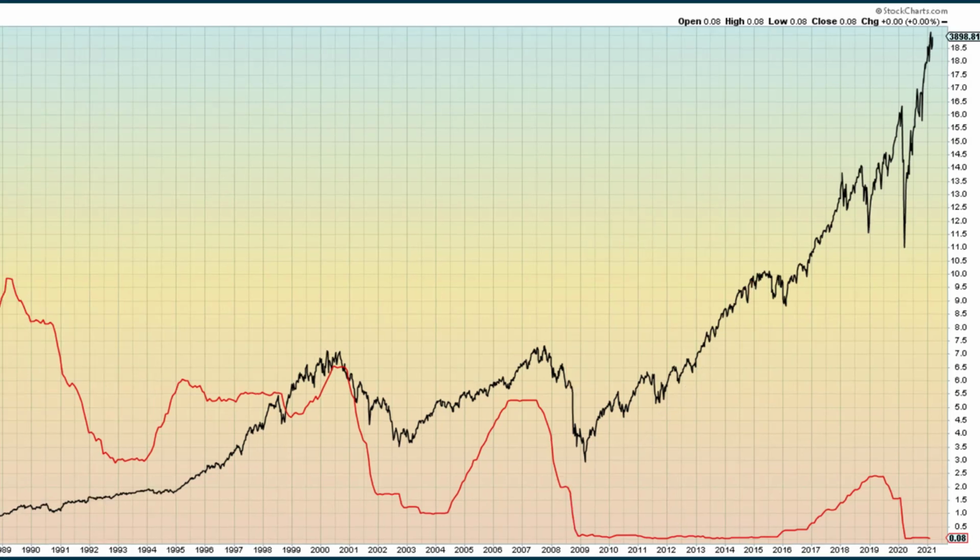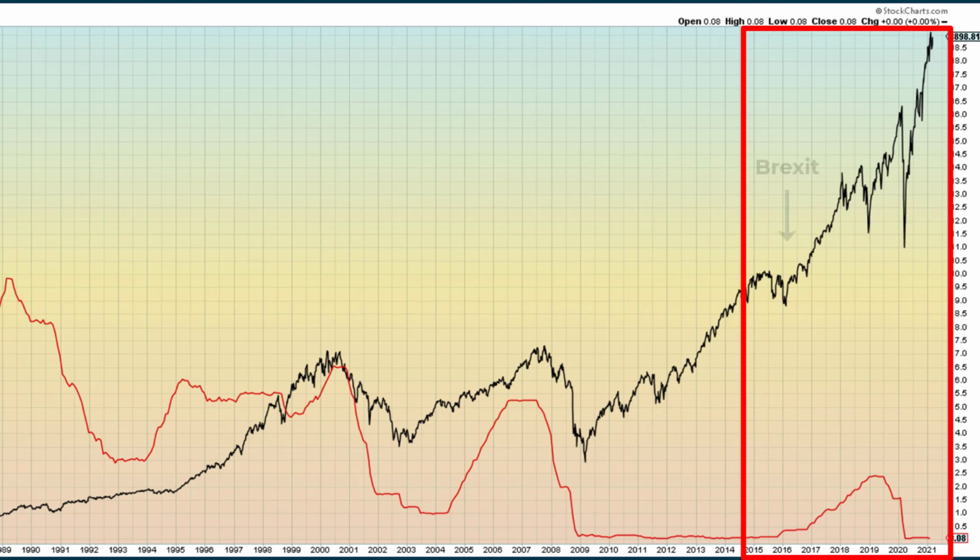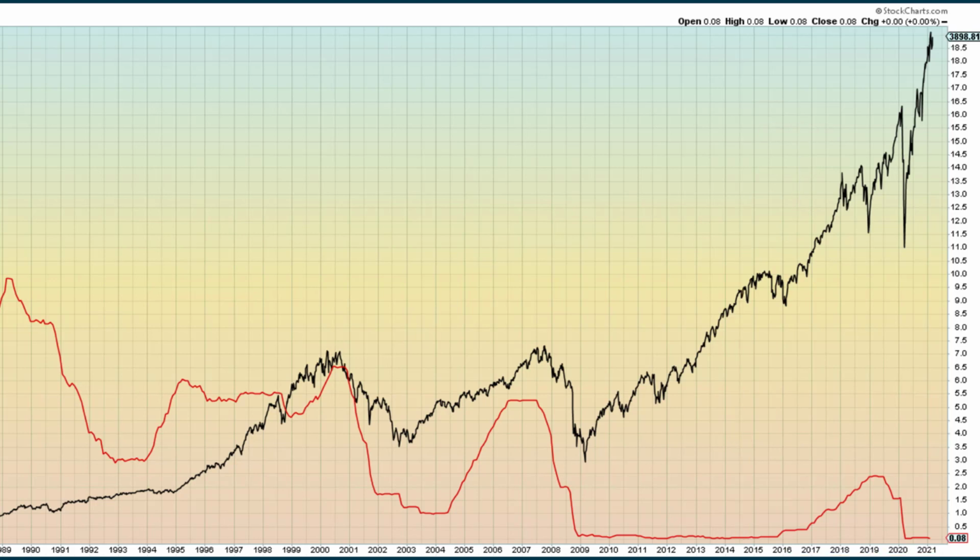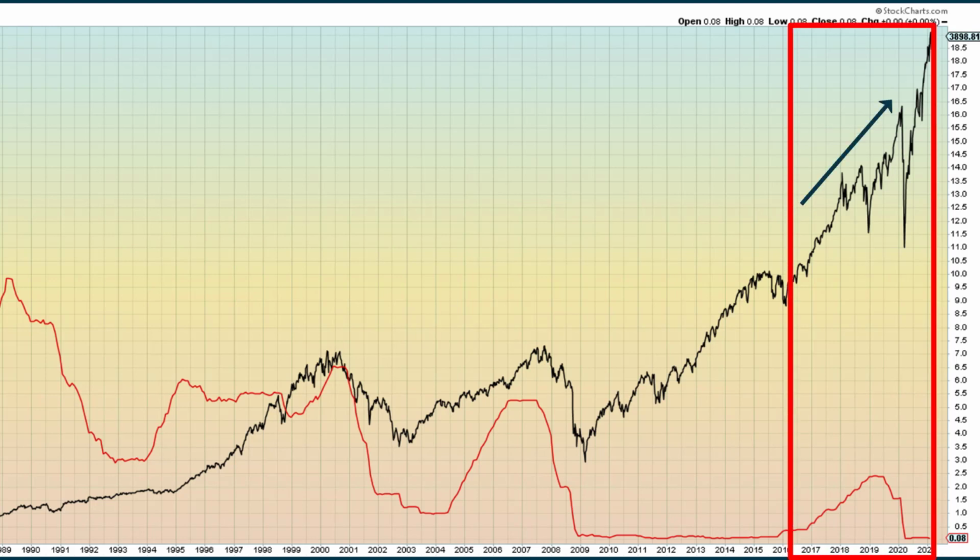Well, that really didn't happen. We saw some bumps along the way. There was Brexit that hit the market for a short period of time and caught the markets off guard, but we quickly recovered from that. Then there was also the 2016 election. That produced more of an overnight sensation. We went down a little bit, but then we saw the market really take off and start to move to the upside with a corresponding rise in interest rates during that time.